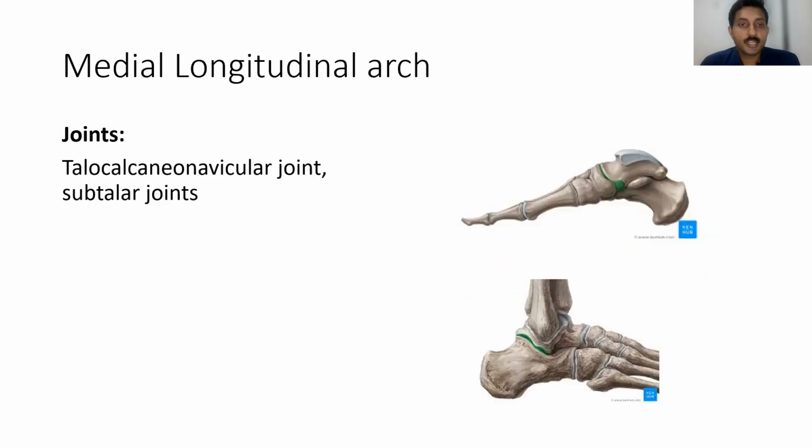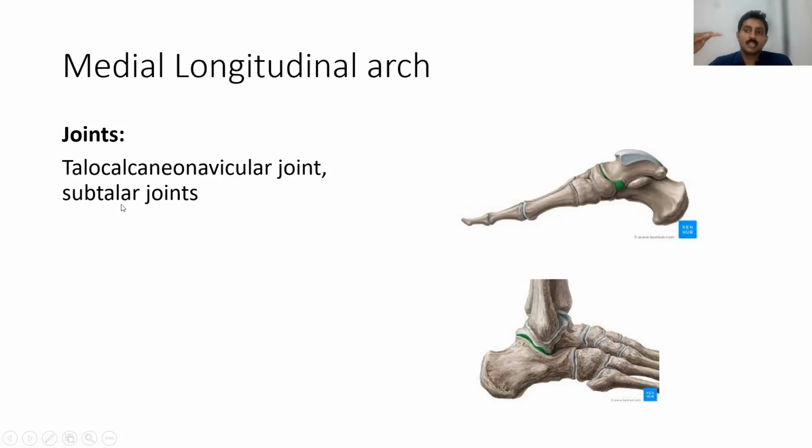Next, we should know the joints which are there in the medial longitudinal arch. What are the joints which are there? Two joints are there. Talocalcaneonavicular, big name. In short, we can call it the TCN joint. What is this? We have talus, calcaneus and navicular. This green shaded part is the joint. This is called the talocalcaneonavicular joint. This is the TCN joint, which is there in which arch? Medial longitudinal arch. One more joint is there that is called subtalar joint.